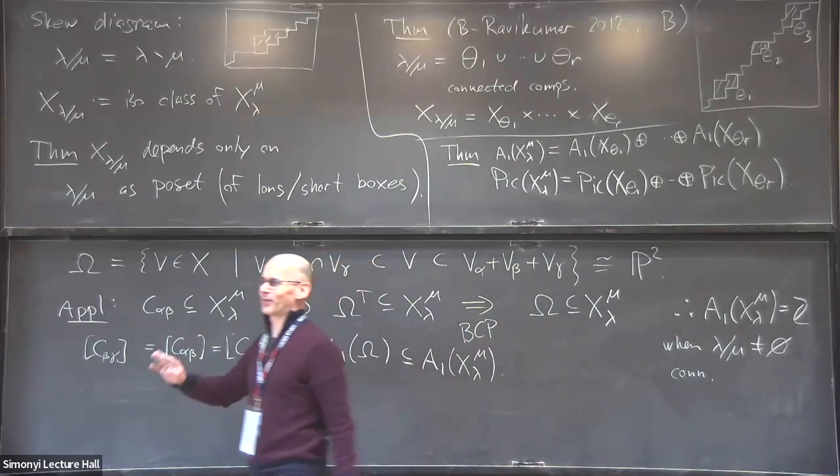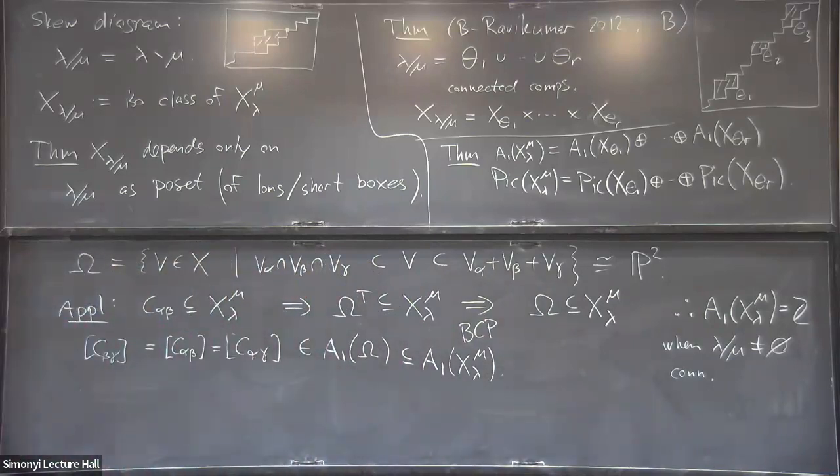But the point is that no matter what T-stable curve you have, its class is equal to the class of a one-dimensional Richardson variety. And all the one-dimensional Richardson varieties that live in the same connected component of the skew diagram have the same class.